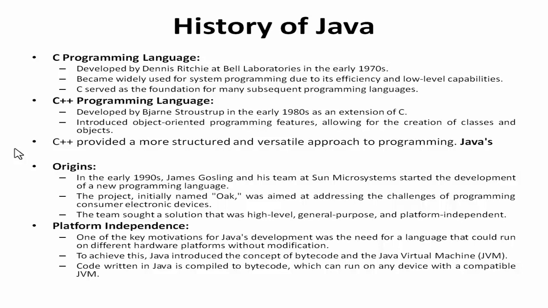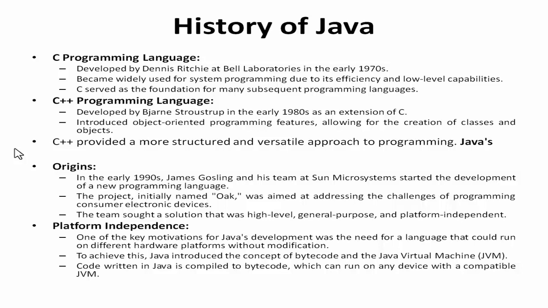The C programming language was developed by Dennis Ritchie at Bell Laboratories in the early 1970s. It became widely used for system programming due to its efficiency and low-level capabilities. C served as the foundation for many subsequent programming languages.